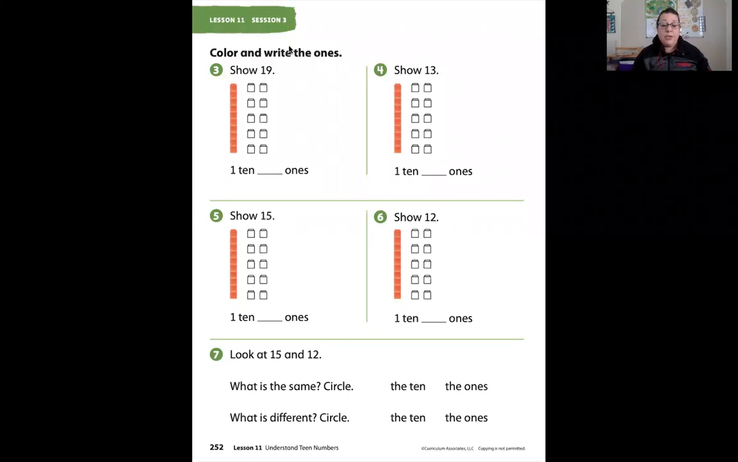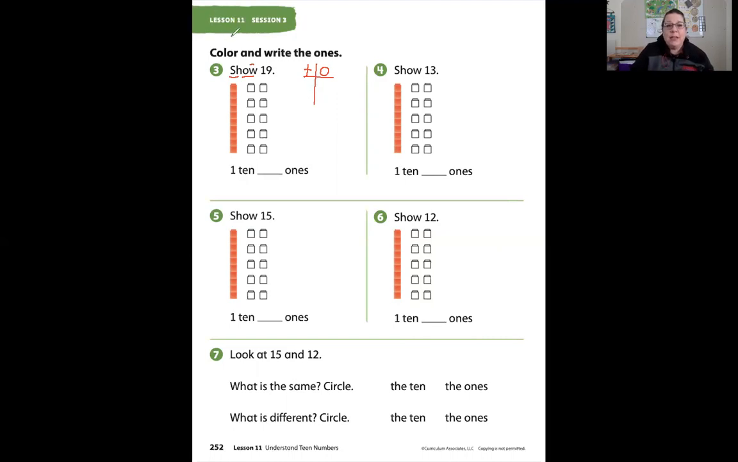Okay, we are moving on to page 252, lesson 11, session 3, and we are understanding teen numbers. So here it says color and write the ones. Show 19. So remember, every time I write, you write. Okay, so we have one group. These are our tens. These are our ones. When we have teen numbers, every time we have a teen number, we have 1 ten and some ones.